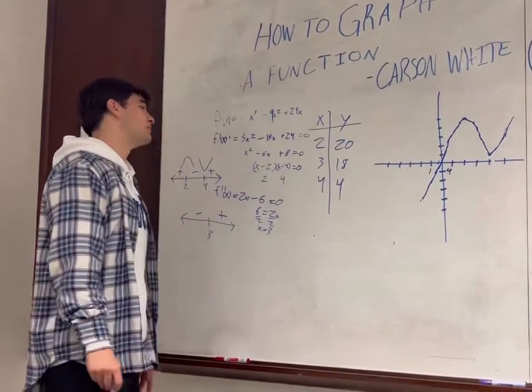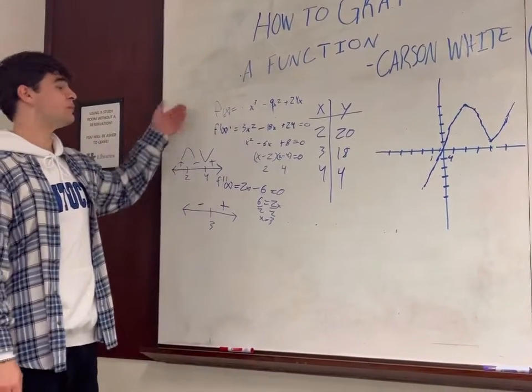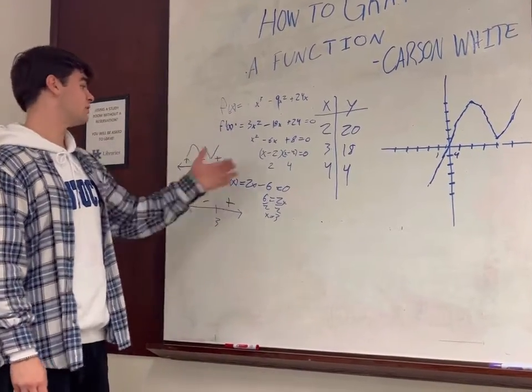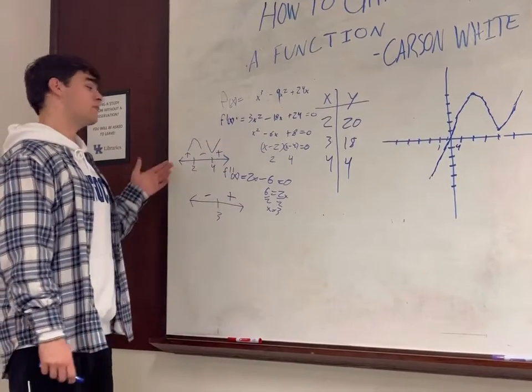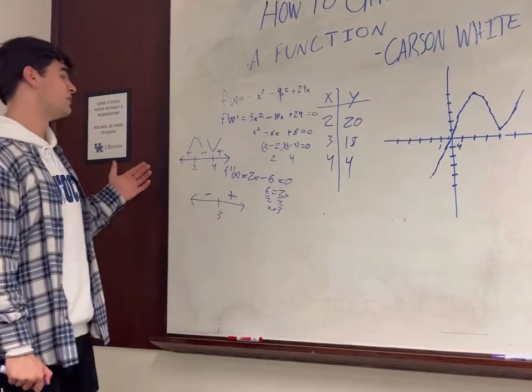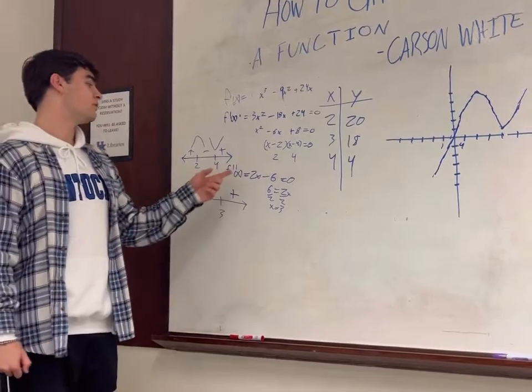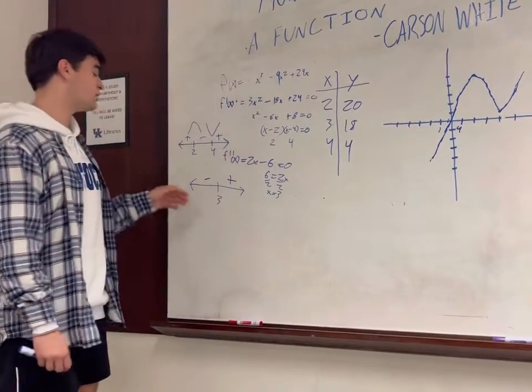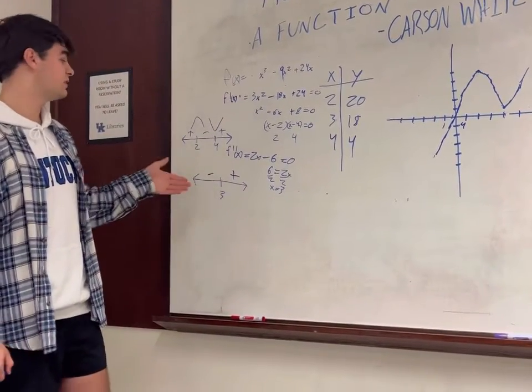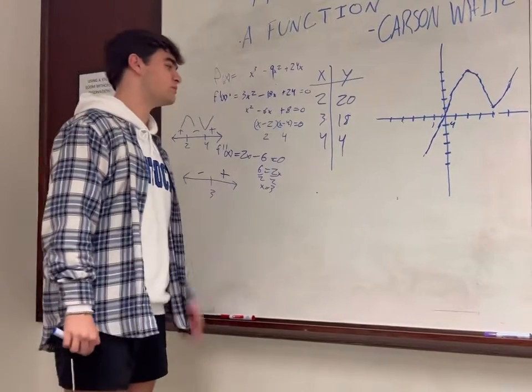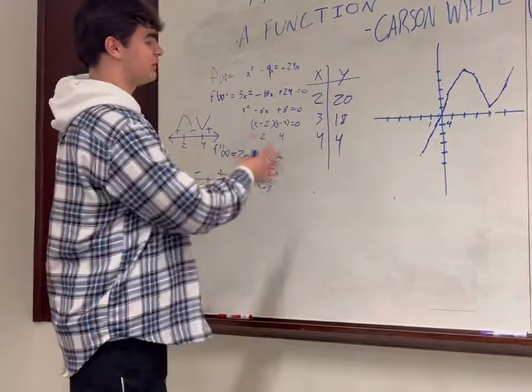So we had our function, we used the first derivative test. That gave us our critical numbers, gave us intervals of increasing and decreasing. Then we moved over to our second derivative test, which gave us the intervals of increasing and decreasing concavity and inflection points. We used our number chart, then we graphed our function.